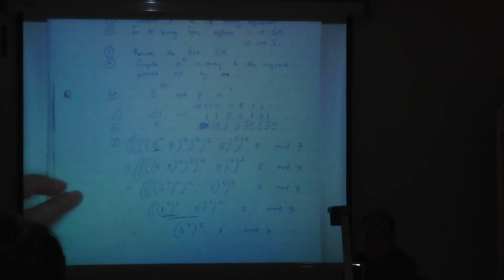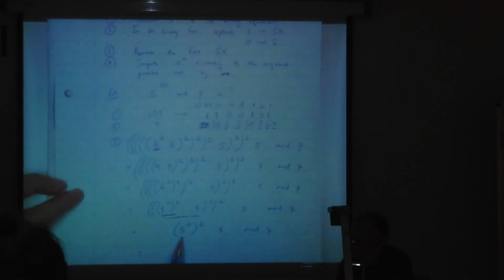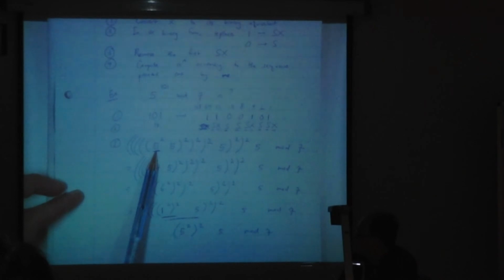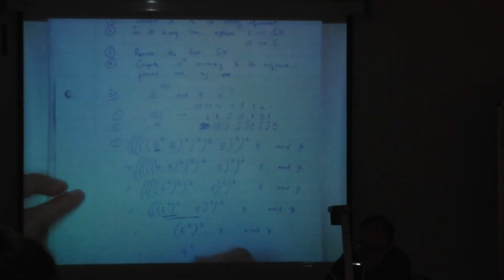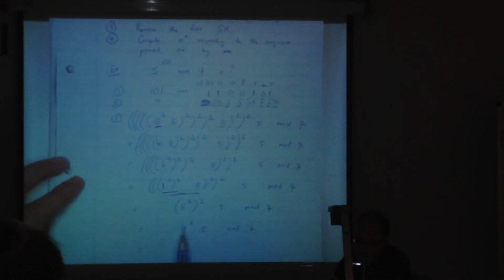Everyone follow? You can see that this number will repeat back. 5 square modulo 7, I calculated before. That was 4. So this one should be 4. 4 square times 5 modulo 7. Now 4 square is 16. 16 modulo 7 is 2, right? So this is 2 times 5 modulo 7. That means the result is 3.